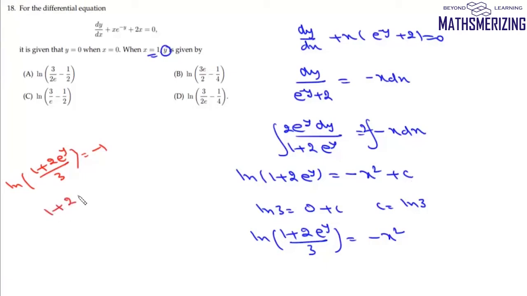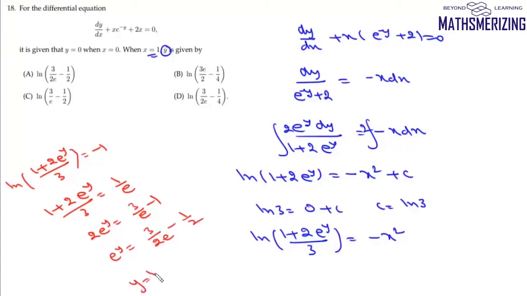So it'll be 1 plus 2 e to the power y upon 3, and this is e to the power minus 1. So it'll be 1 upon e. So we'll get 2 e to the power y as 3 upon e minus 1. We'll divide by 2. We'll get e to the power y as 3 upon 2e minus 1 upon 2. We'll take log. We'll get y as log of 3 upon 2e minus 1 by 2. And that's your option number A.